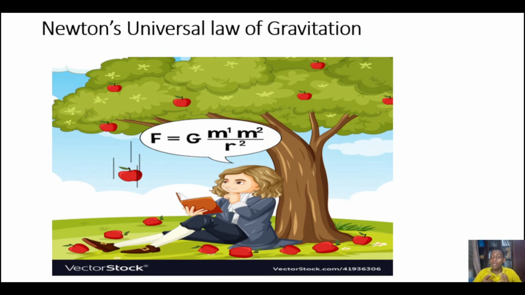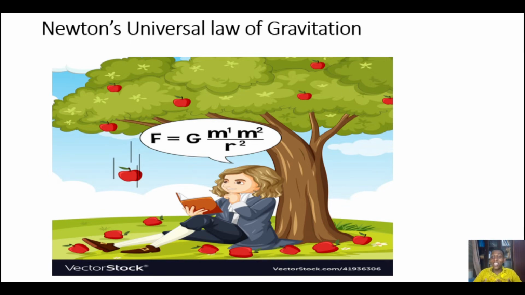In this video, I explain to you Newton's universal law of gravitation. So it is thought that Sir Isaac Newton was one day in his garden, sitting under one of the apple trees, when one of the apples fell down.